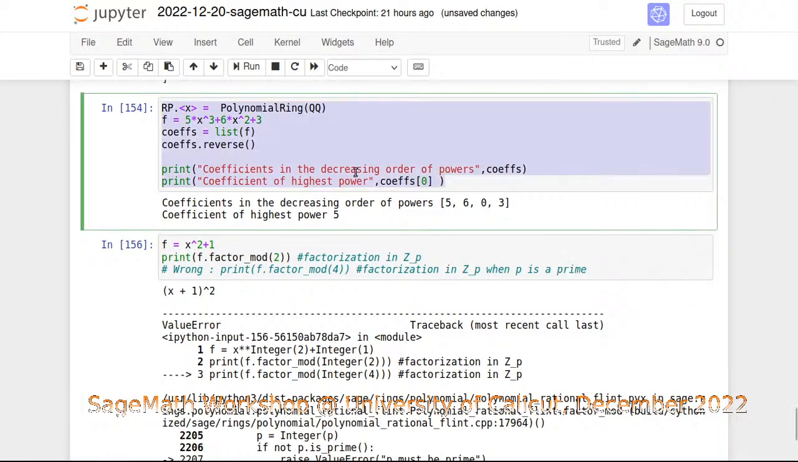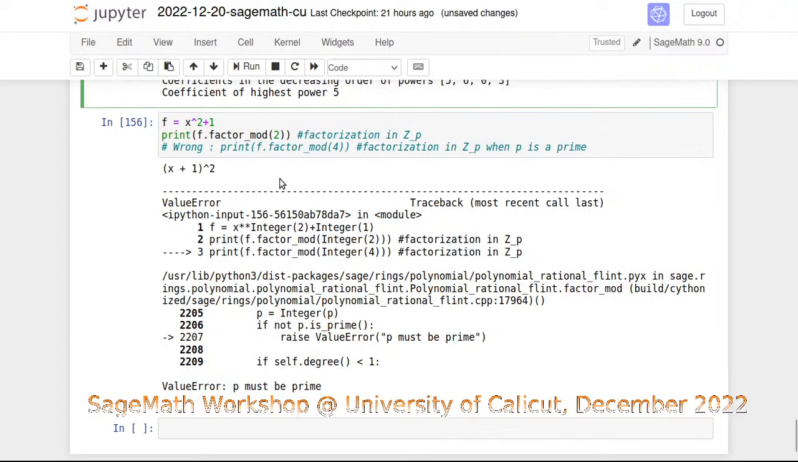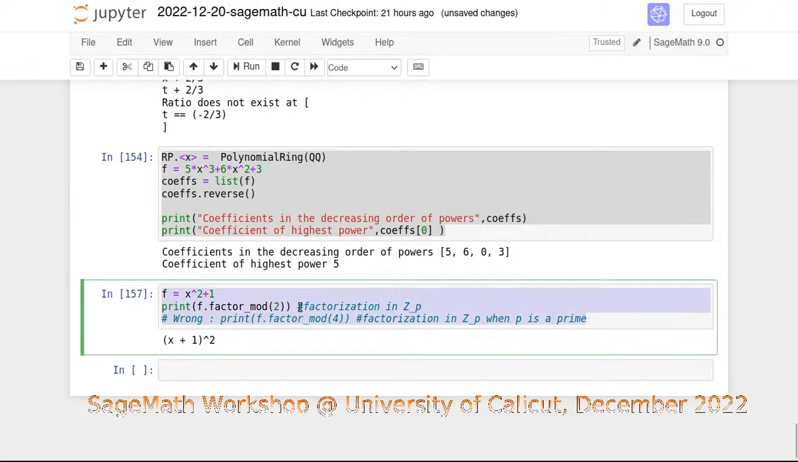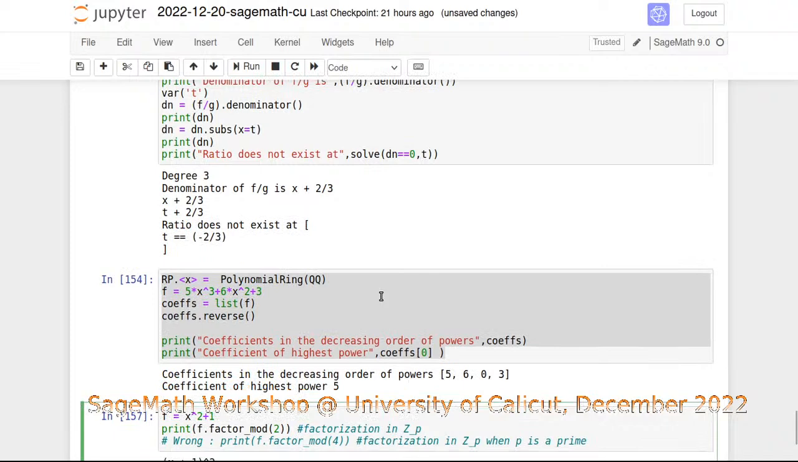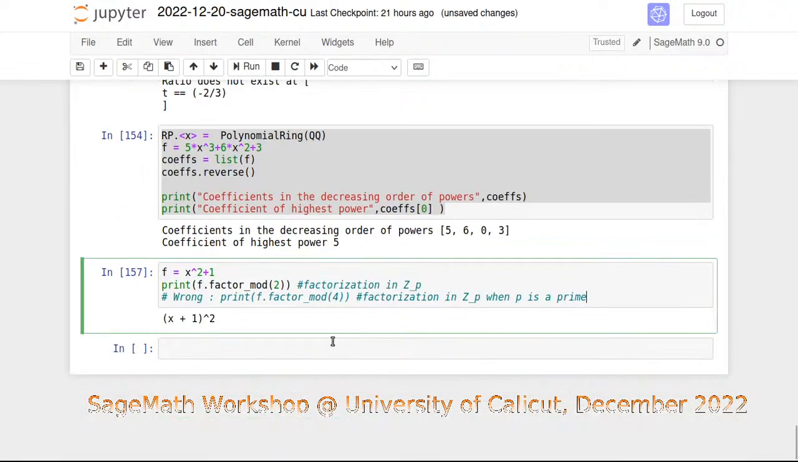Let me update this in the Google document, and this one also. Is it possible to multiply two polynomials? We have already seen that. Just use that star notation. Star is simple, we can directly multiply. And multiplication, division also we have seen.